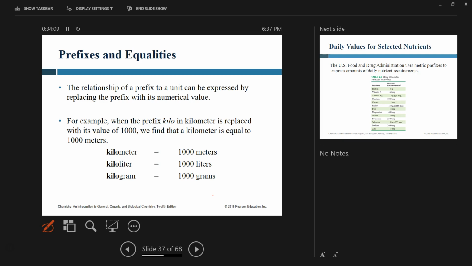So we have basic units, meters, liters, and then if we add the prefix kilo, we multiply it by 1,000. Okay? 1,000 grams is a kilogram. 1,000 meters is the kilometer. We're good?